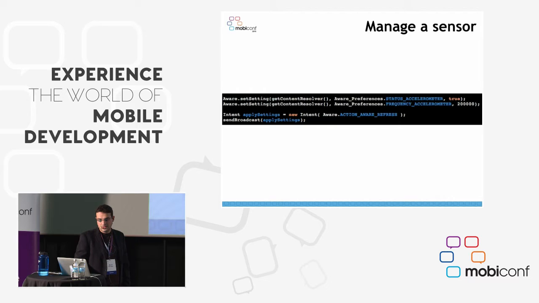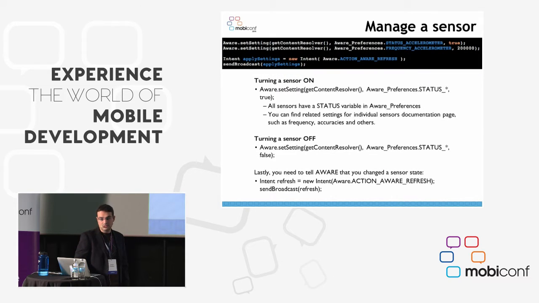Once you have the library, you can just ask to activate the accelerometer and how fast you want to collect the data from it. This uses the same constants from the Android API. So that's 200,000, the normal sampling rate, and then you ask Aware to activate that. This is actually consistent across all the sensors we collect data from.